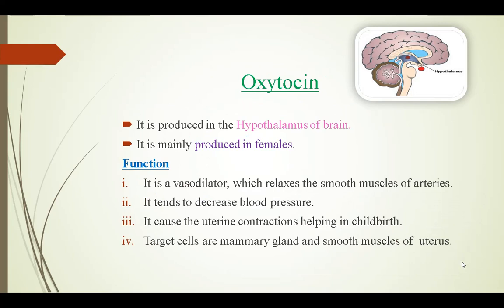Oxytocin. It is produced in the hypothalamus of the brain. It is mainly produced in females. Function. It is a vasodilator, which relaxes the smooth muscles of arteries. It tends to decrease blood pressure. It causes uterine contractions, helping in childbirth. Target cells are the mammary gland and smooth muscles of the uterus.